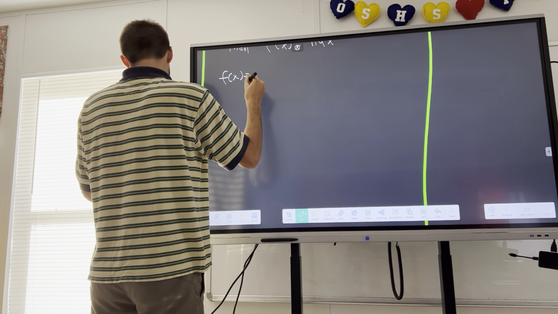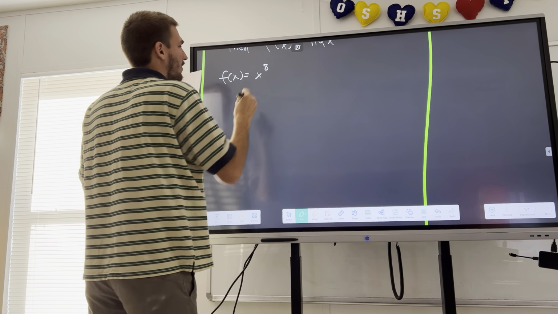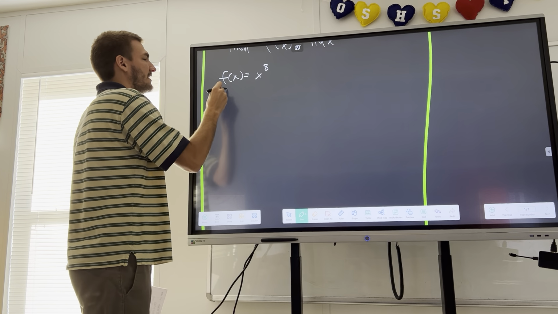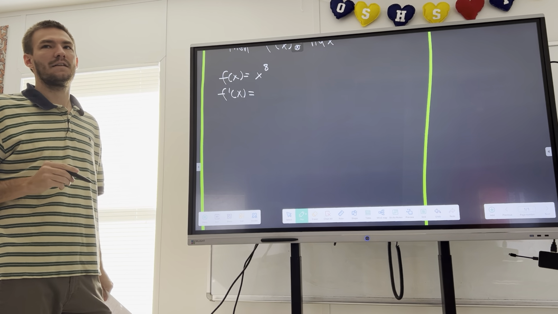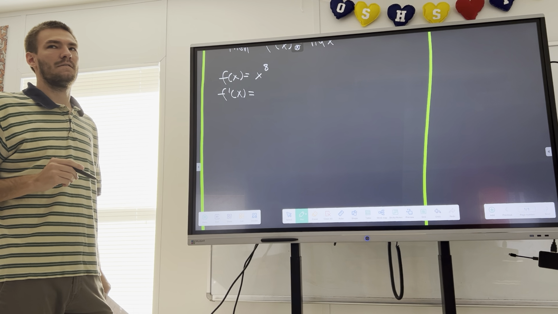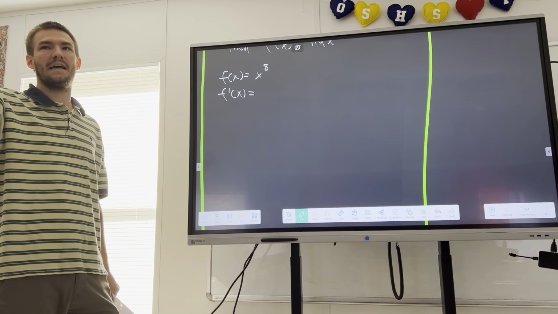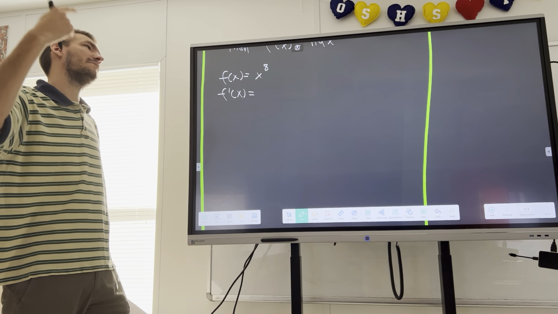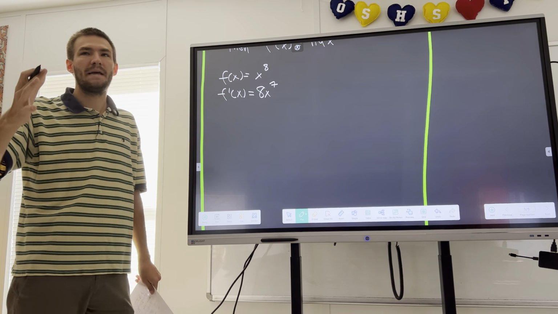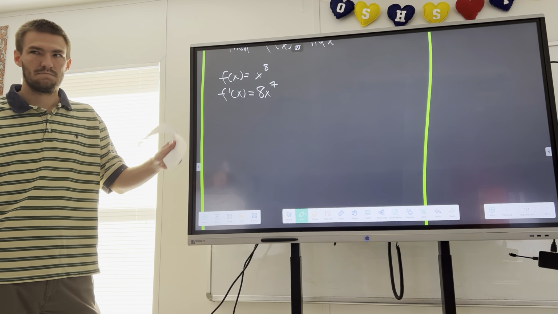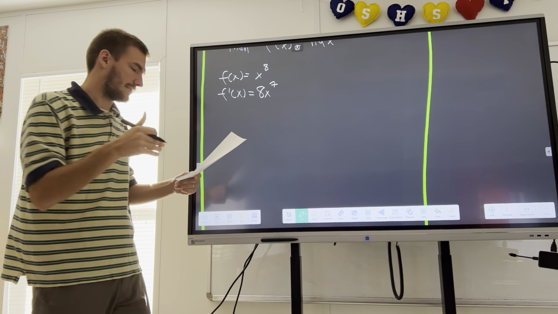f of x equals x to the power 8. What is f prime of x going to be? Shout it out if you got it. 8x, and then take away 1 from that 8. 8x to the 7th power. We can do it basically in our head. We can do it in 5 seconds. Nice, that's where we want to be.